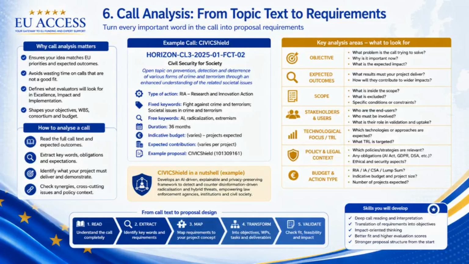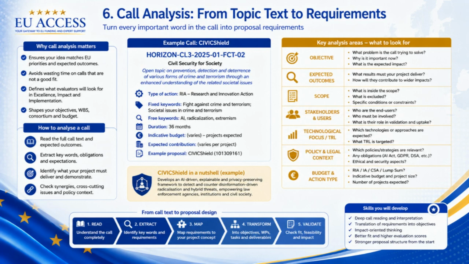This is where the masterclass becomes practical. Participants learn how to read a call line by line and convert it into proposal requirements. The example used here is Civic Shield under HORIZON-CL3-2025-01-FCT-02, a Civil Security for Society RIA.